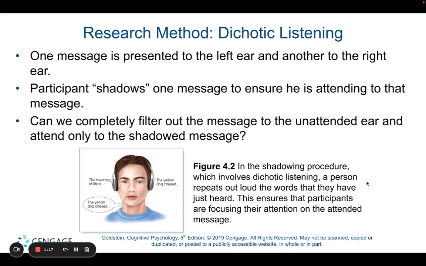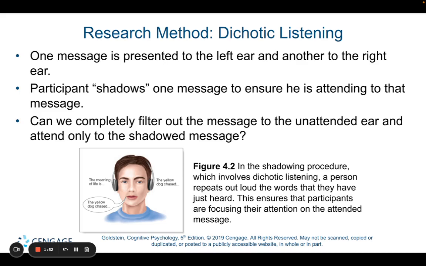Dichotic listening happens when we have one message that's presented to our left ear and another message that's presented to our right ear. What's supposed to happen with dichotic listening is the participant is supposed to shadow one message to ensure he's attending to that message. So in one ear, a person might hear "the meaning of life is," and in the other ear, they might hear "the yellow dog chased."